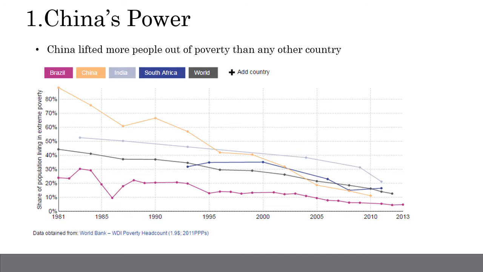This huge Asian country has good numbers in terms of reducing poverty compared to the rest of the world. It was the country that most effectively removed people who were below the extreme poverty line. This graph shows China compared to other emerging markets of the world.